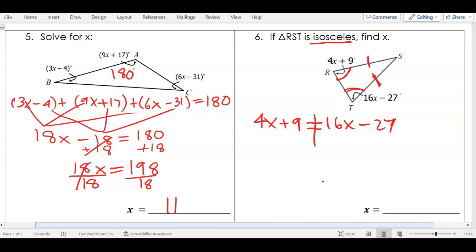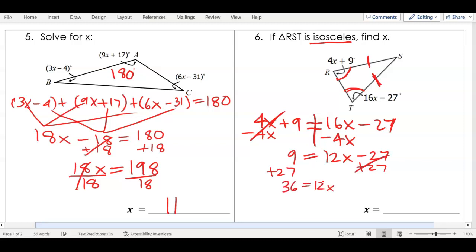Right? So to get rid of the smaller x, minus 4x on both sides. So on the left side, the 4x's cancel out. Bring down 9 equals 16 minus 4 is 12x. Bring down minus 27. And now I want to solve for x. Let's get rid of that loner minus 27 by adding 27. So 9 plus 27 is 36. That equals 12x. And then to get rid of the 12 in front of x, we divide by 12. And the 36 divided by 12 is 3.